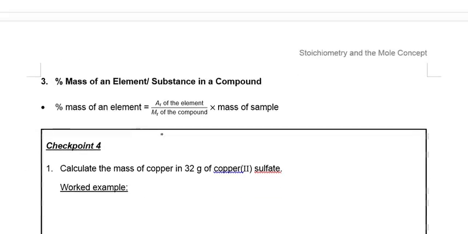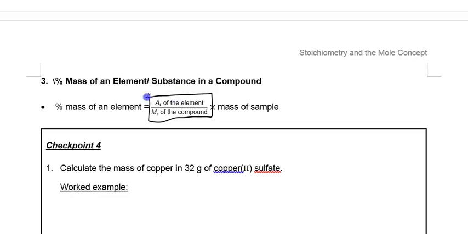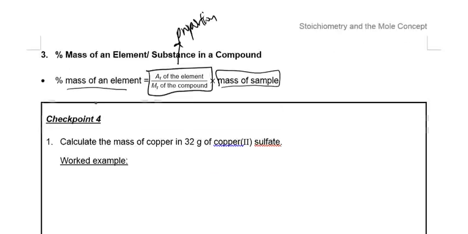We now move on to the next part of the mole concept topic, percentage mass of an element or substance in a compound. So earlier we found the percentage composition. This part is similar to the percentage composition calculation, but instead of multiplying by 100, we now multiply by the mass of the sample, because this part gives us the proportion. So if we have the proportion and we have the mass of the sample, we can easily calculate the mass of an element. So let's take a look at this worked example here.